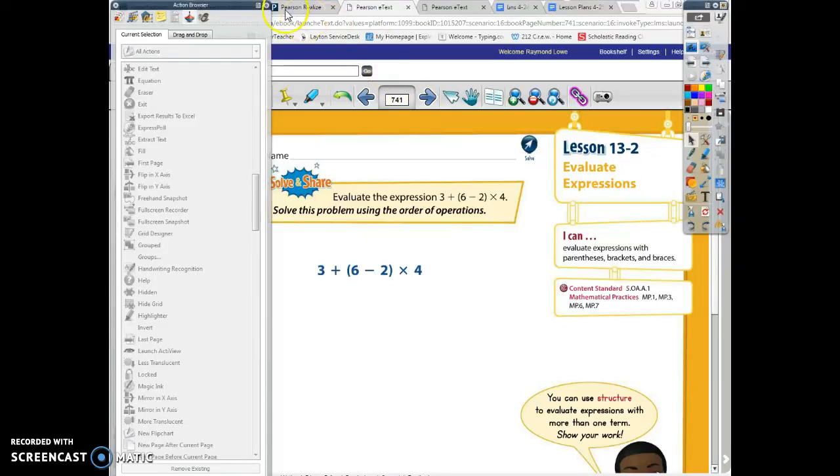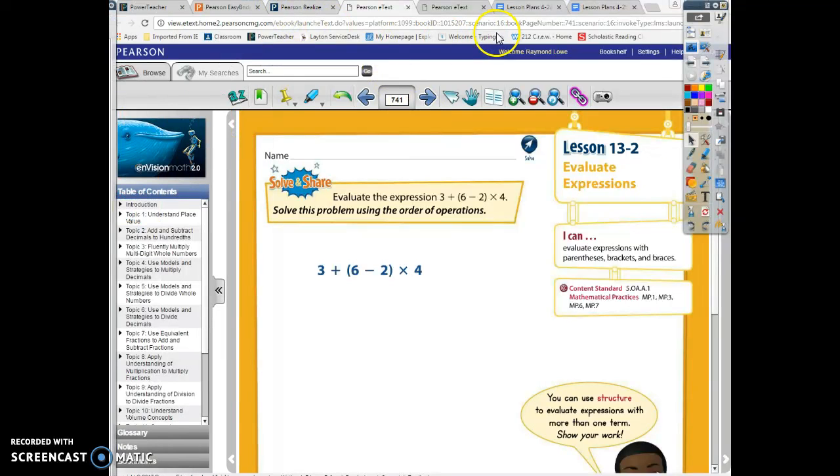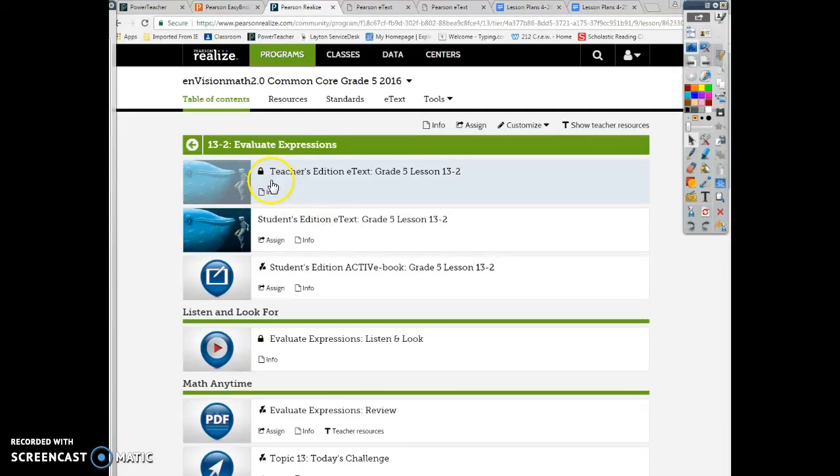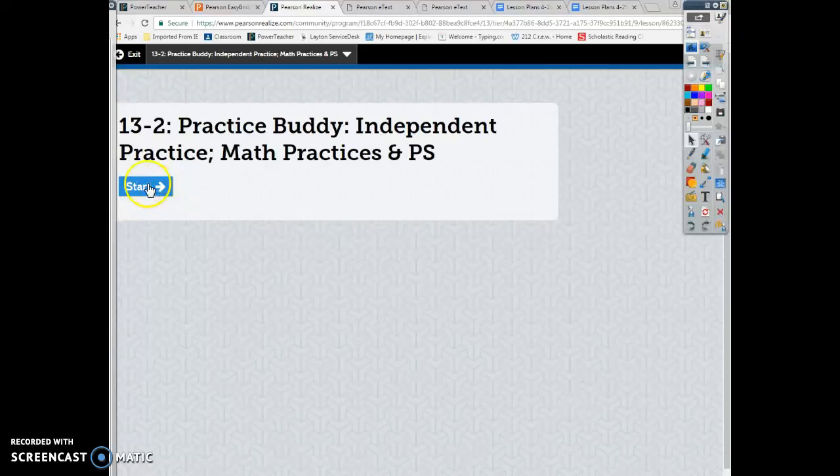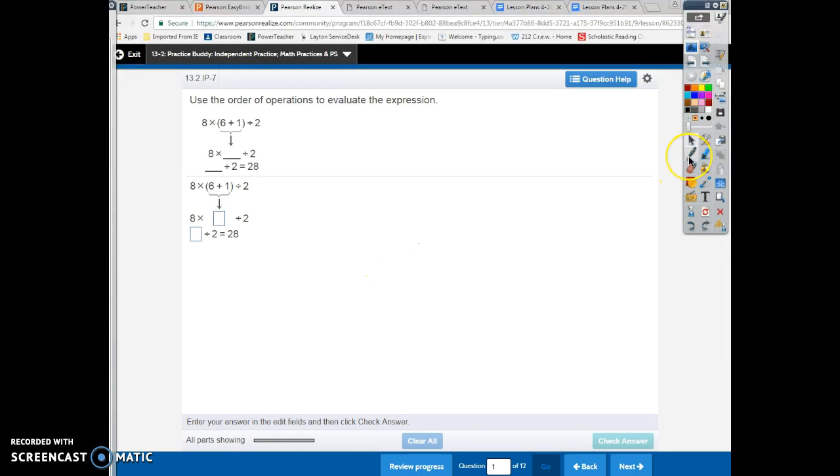So without further ado, we want to take a peek at some practice problems. Let's go take a look at 13.2 Practice Buddy, and let's solve some expressions. This one says use order of operations to evaluate the expression. So that means we want to write down PEMDAS. Everybody should be writing this down in their notebook first. Then we're going to do problem number 1.